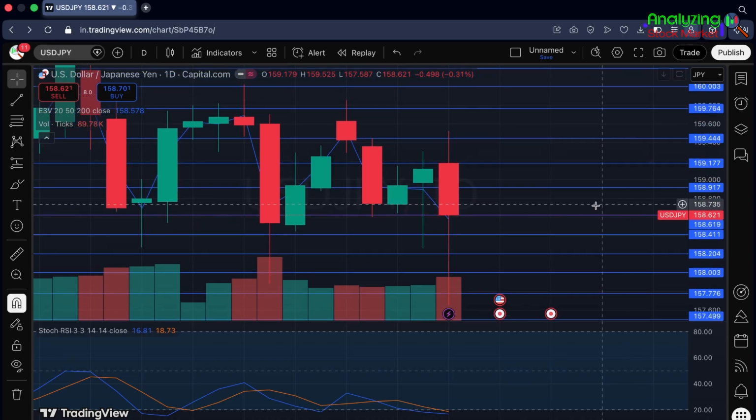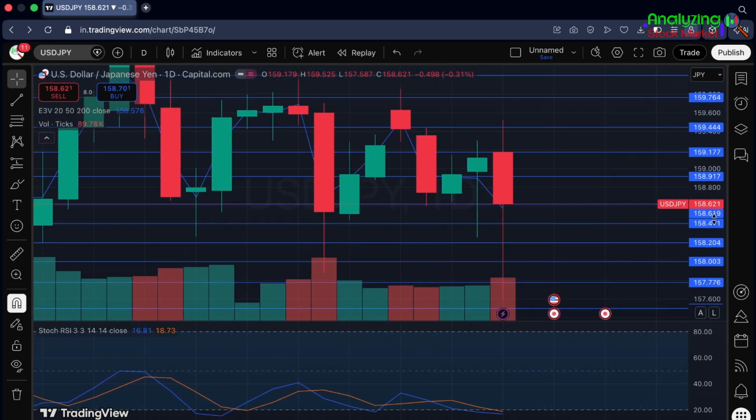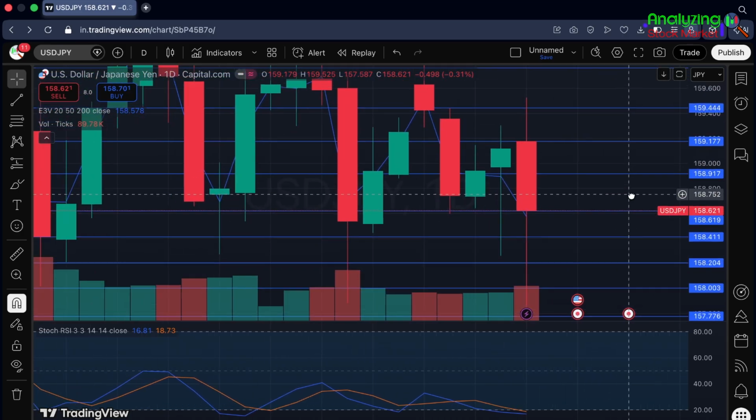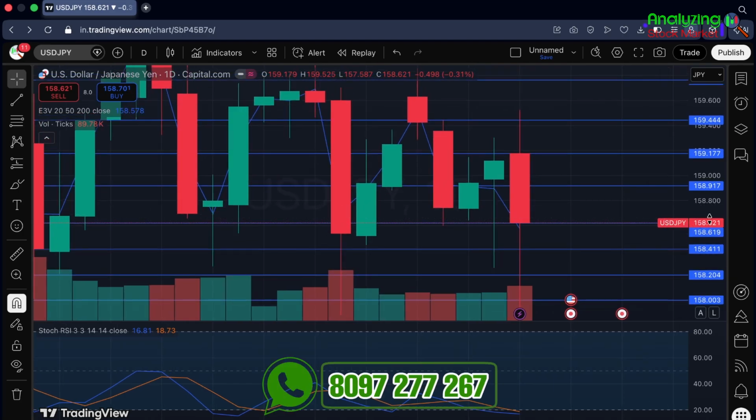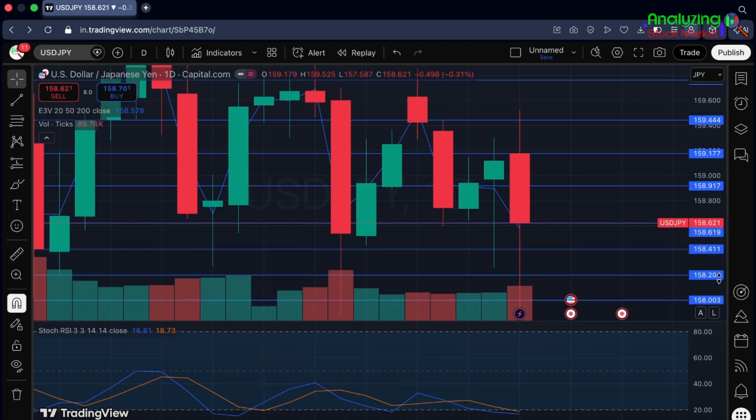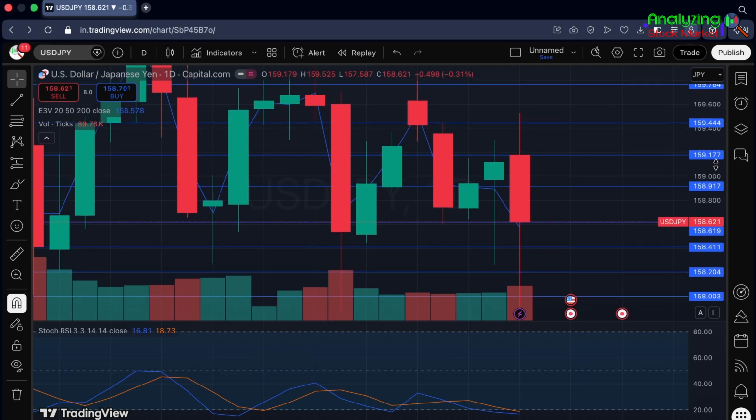Here the important support zones and resistance zones are already marked, so currently we don't need to mark any new levels. Let's straight away talk about the closing first. 150.621 is the closing on Friday. Here the direct support is 150.619 and the direct resistance is 150.917. After direct support, there is a support of 150.411 and then 150.204. After direct resistance, there is a resistance of 159.177 and then 159.444.